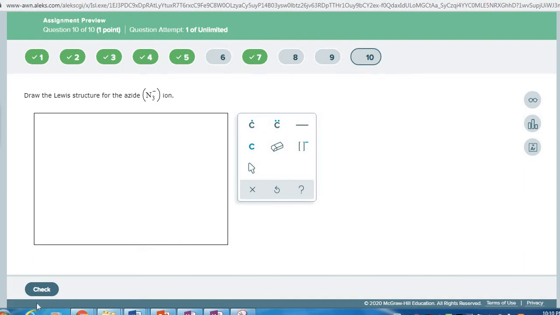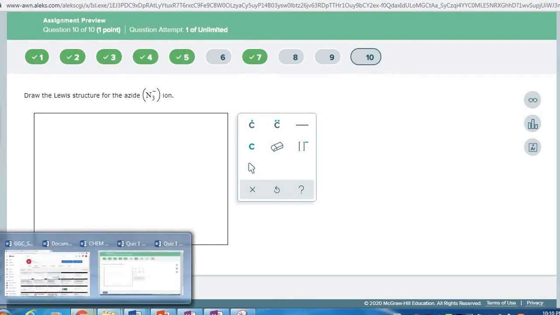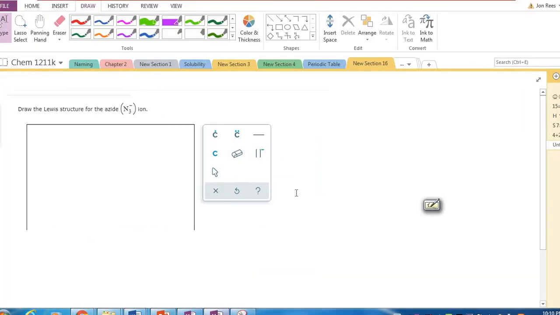Okay, here's a question. Draw the Lewis structure for the azide ion. Azide is a great antimicrobial, even though it is somewhat poisonous to us too. So draw the Lewis structure for the azide ion. Okay, let's go over here and let's go ahead and do that.